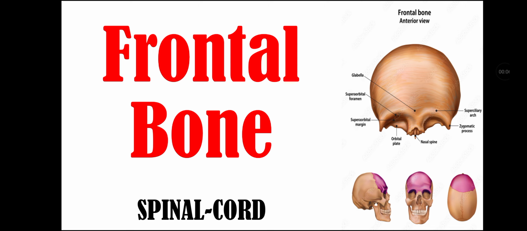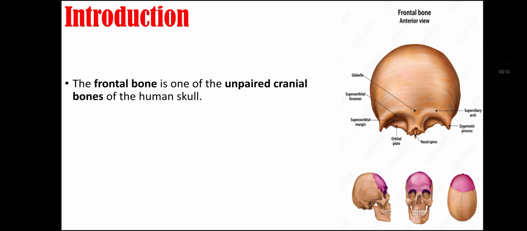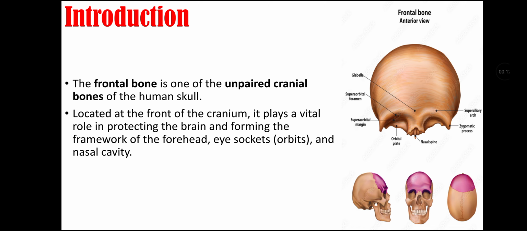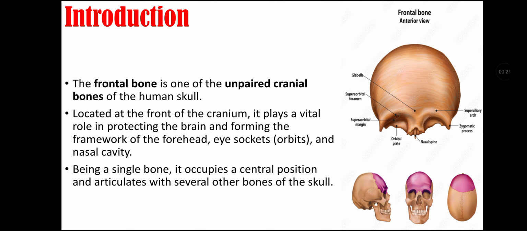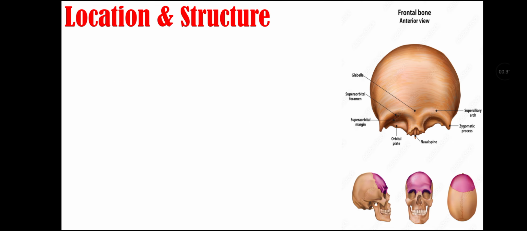So let's start our topic with introduction. Frontal bone is one of the unpaired cranial bones of human skull. It is located at the front of cranium, as you can see in diagram. It plays role in protecting the brain and forming the framework of forehead, eye socket and nasal cavity. Being a single bone, it occupies a central position and articulates with several other bones of the skull.